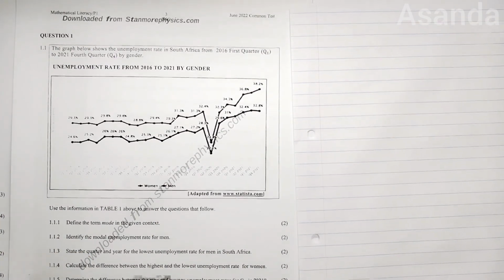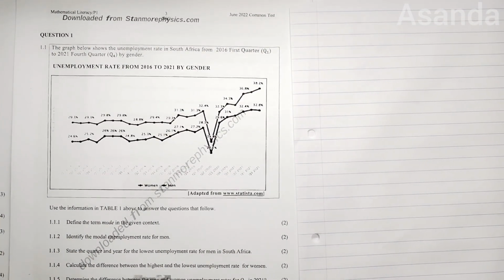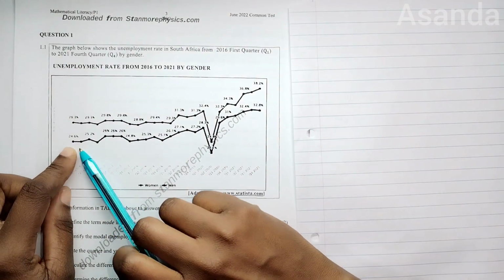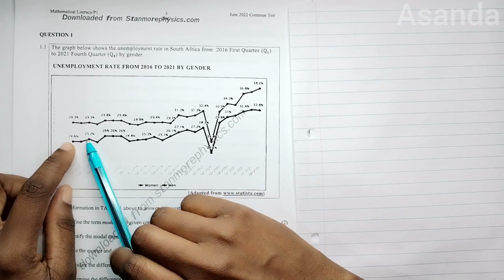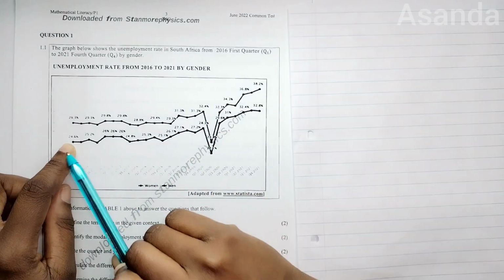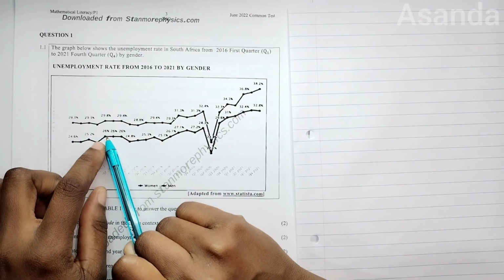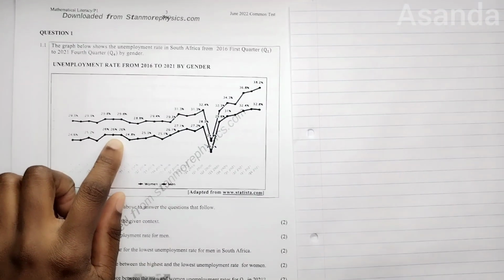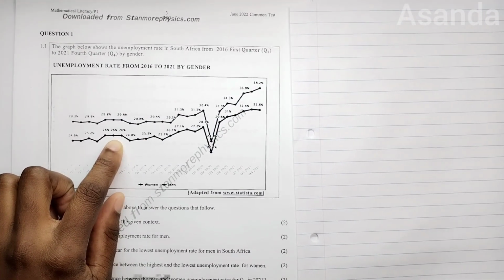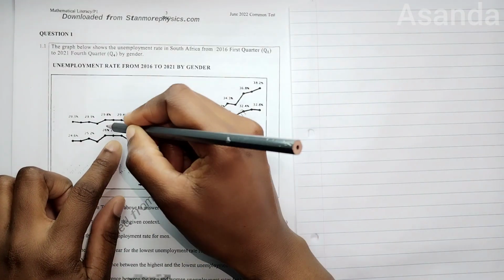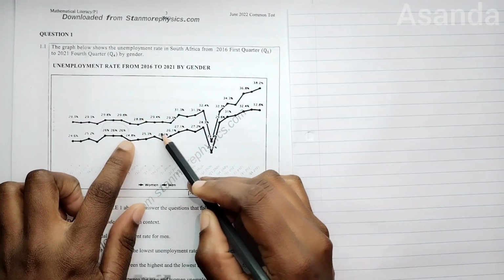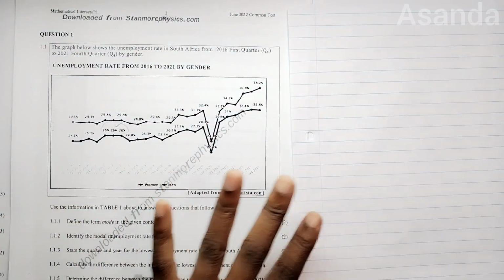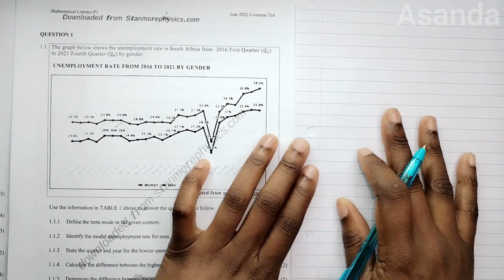1.1.2: identify the modal unemployment rate for men. So we're going to go to men and look for the modal unemployment. The second one is men. 24, 25, 26, exactly 26, exactly 26. I'm noting that 26 appears 3 times already, which suggests it might be the mode. Let me check if any number appears like that again. No. So we're going with 26. That's going to be our 1.1.2 answer.